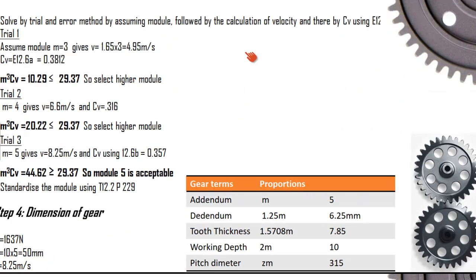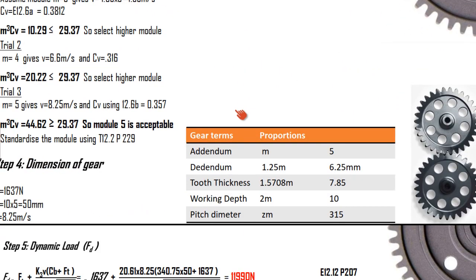Now once we have completed the first part, I hope you all remember the first part consists of calculating the module. The second part consists of the calculation of dimensions of the gear. So the FT is going to be how much?